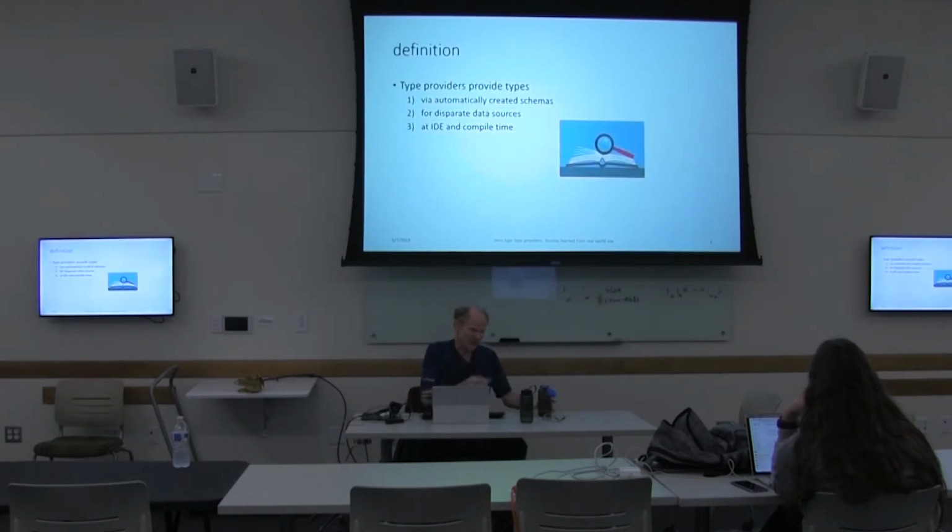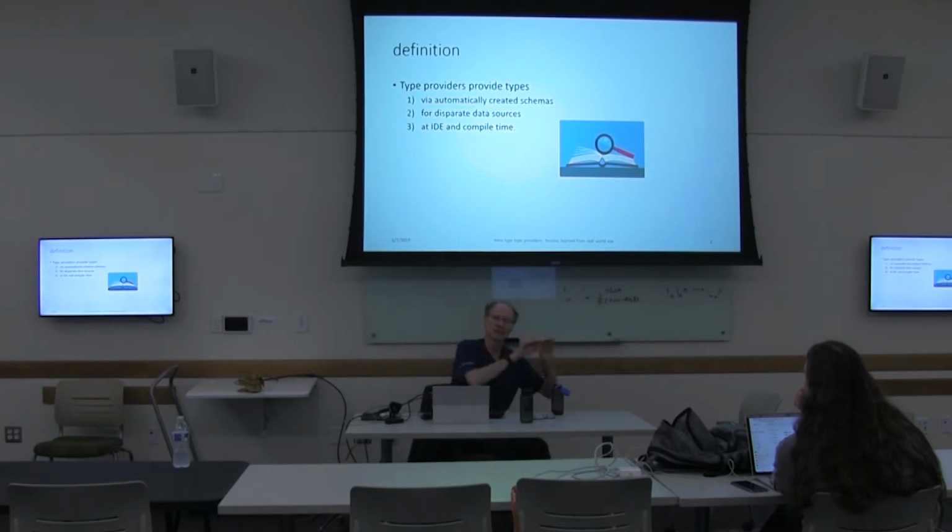So I want to start with a definition of what a type provider is. Basically, you give it a live connection to a data source, whether it's a CSV file, XML, SQL, whatever, and it will run out at IDE time, examine that source, and create a schema for it, and it will create erasive types for that schema, and it will enforce those in the IDE at IDE time, and the compiler also has access to those.